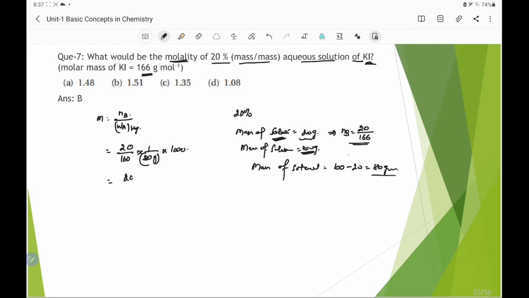Therefore, finally we will have 20 into 1000 by 166 into 80, and now we simplify it. This 20 will be cancelled by 80 by 4, and this 4, if we divide 1000, it will be 250. So we will have 250 by 166, and on simplifying it will give 1.51. Hence option B is the correct option.